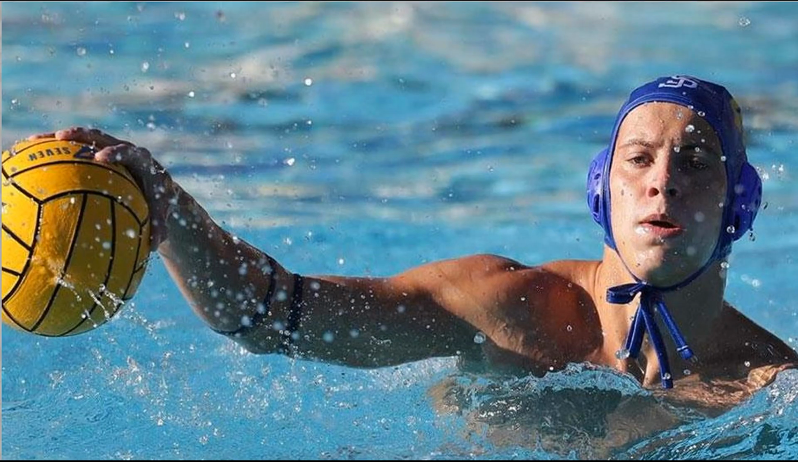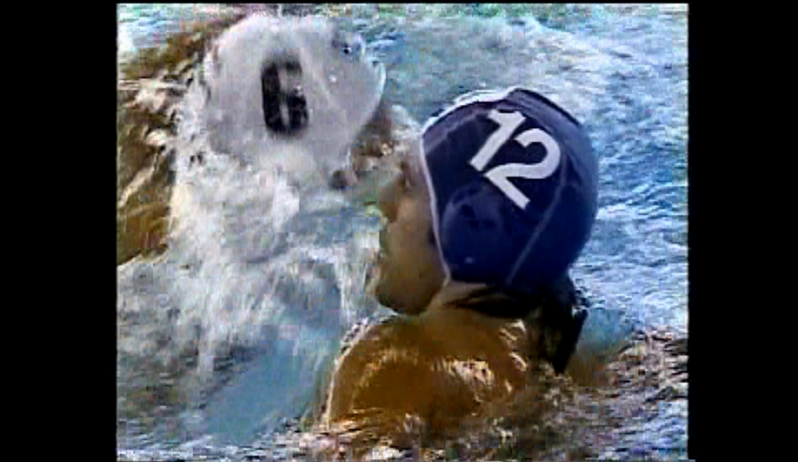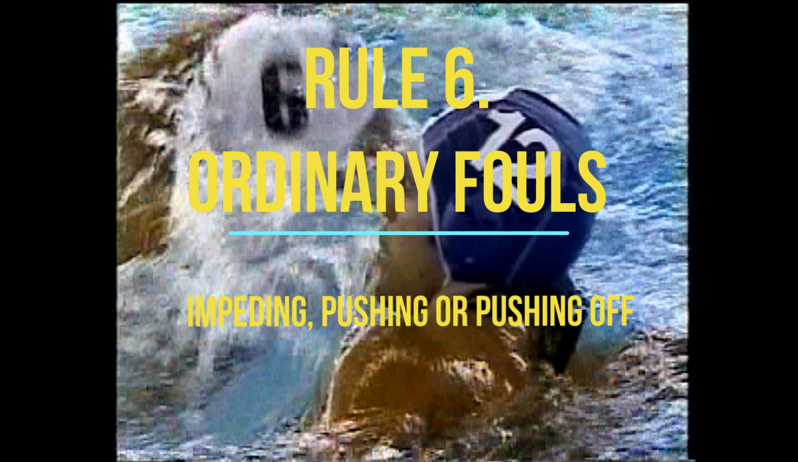Rule 6, ordinary fouls. Section 2, pertaining to starting early. Section 3, assisting a player. Section 4, holding or pushing off from the pool. Section 5, using the bottom. Section 6, taking the ball underwater. Section 7, using clenched fist. Section 8, using two hands. And the two sections that we are going to deal with, Section 9, impeding, and Section 10, pushing or pushing off.